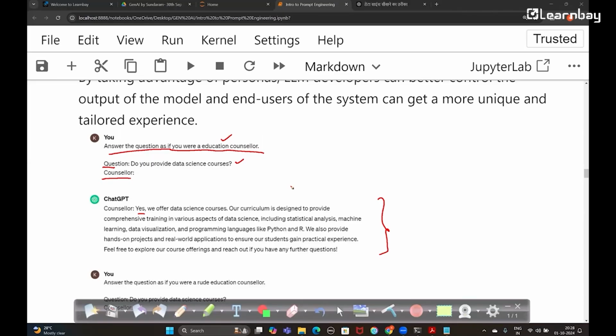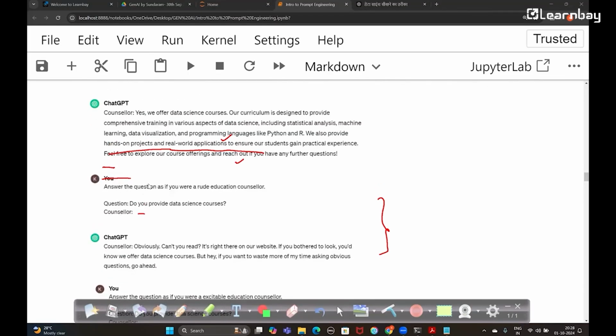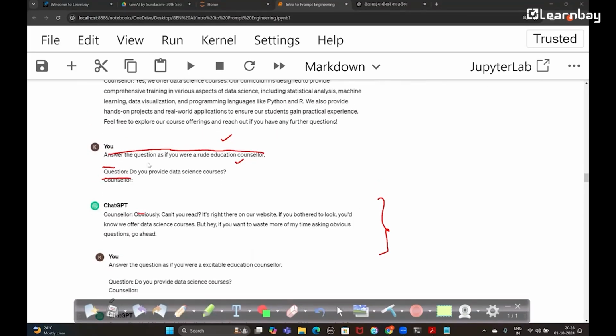Yeah. Now you can see the second one. This is the personality, guys. The second personality I have written: answer the question as if you were a rude educator counselor. I'm giving them personalities where they are very rude, so there is a behavior issue there.